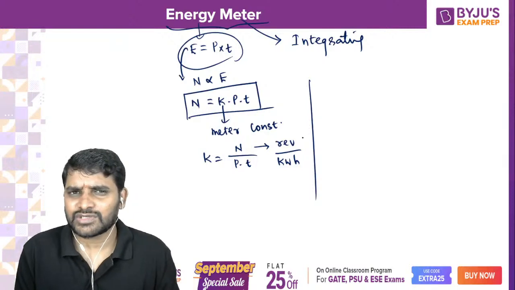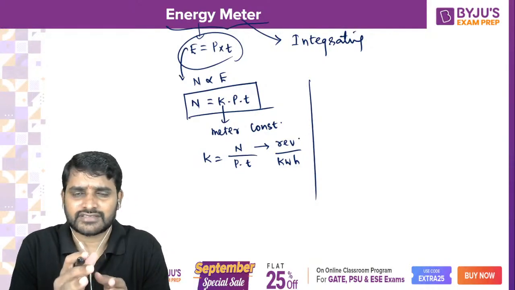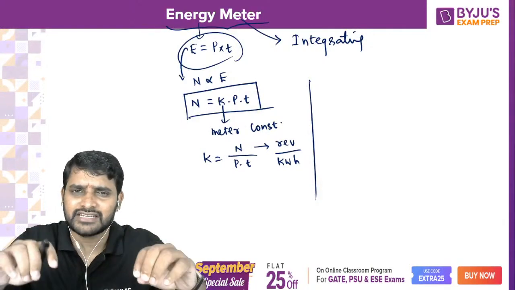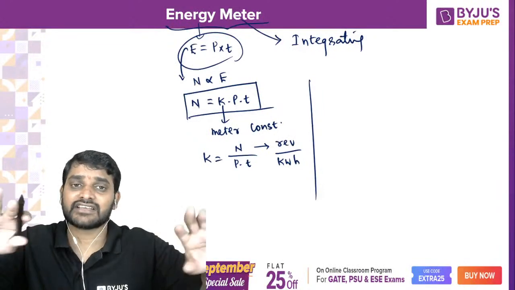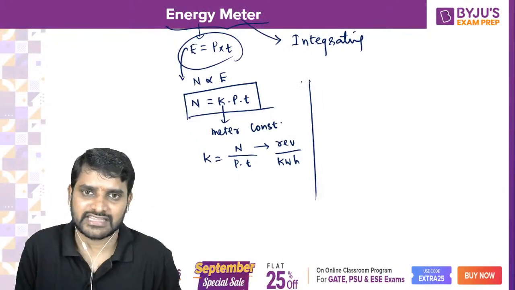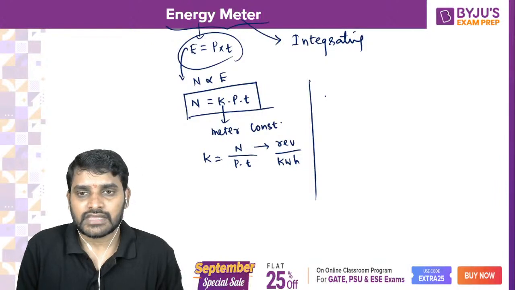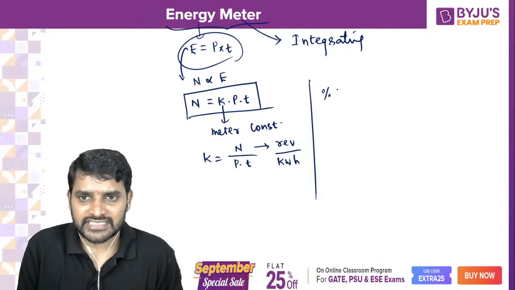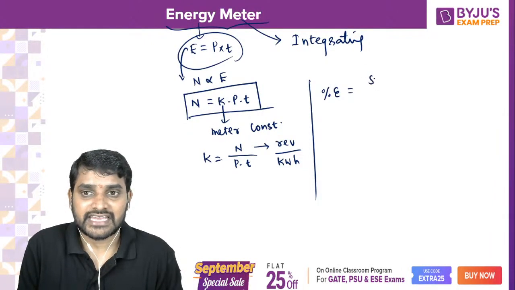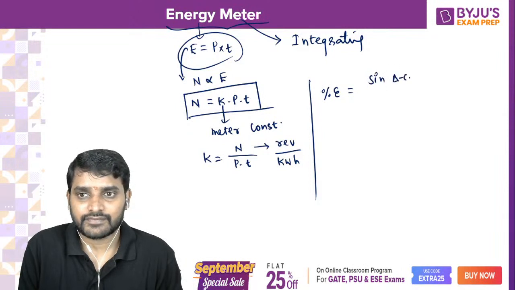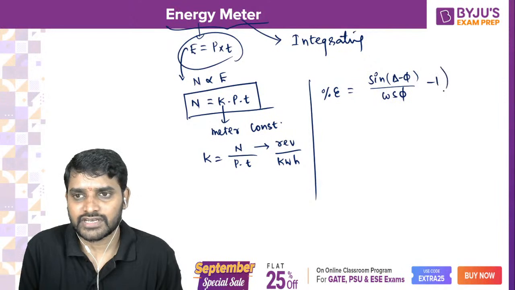Similarly, even the energy meter will give you errors. Every meter you design will definitely give an error. There is no doubt in saying that. So here also the percentage error is going to be sine of delta minus phi divided by cos phi minus 1, into 100.